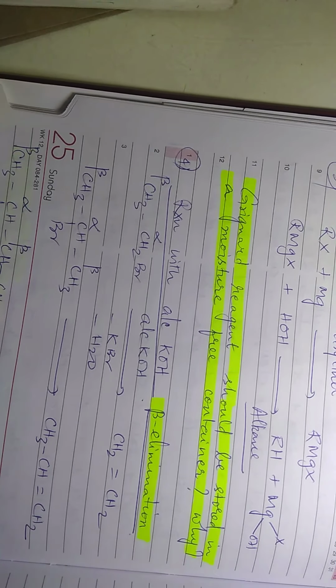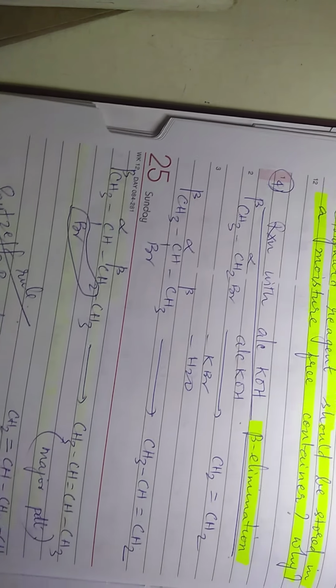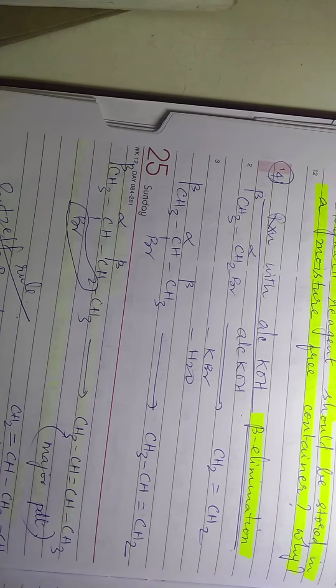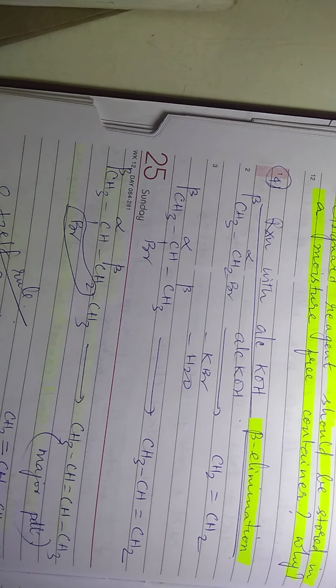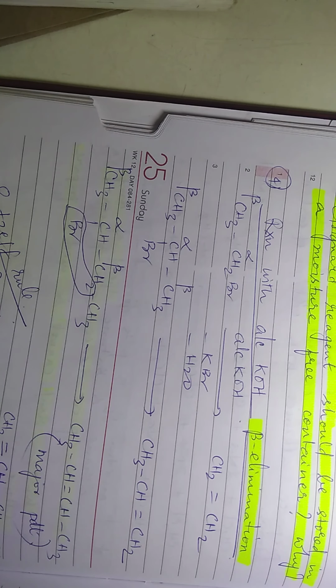Now come to the next one, that is again a very important reaction, beta elimination. That is the reaction with alcoholic KOH. Alkyl halide, when it is subjected to alcoholic KOH treatment, will give you an alkene. Now this is called beta elimination. Why is it called beta elimination?